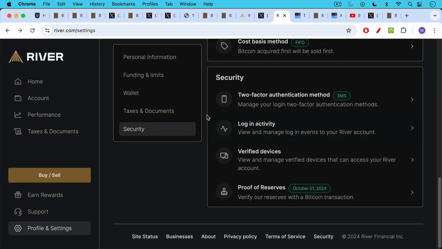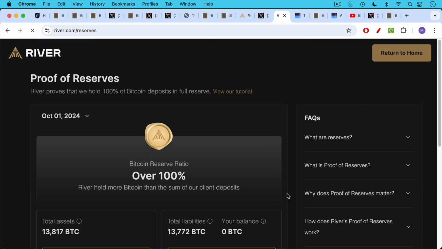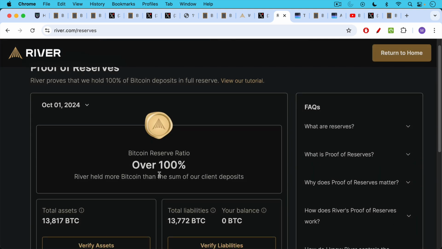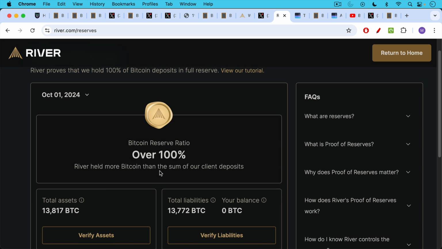So if you have a River account and if you have Bitcoin in there, you can do a proof of reserves. I'm not currently sitting with Bitcoin in here as of October 1st, and so I won't be able to show you the full version of it, but you basically go to profile and settings, you click on security, and then you click on proof of reserves, last updated October 1st, 2024, verify our reserves with a Bitcoin transaction. So this proves here that they have over 100% reserve ratio.